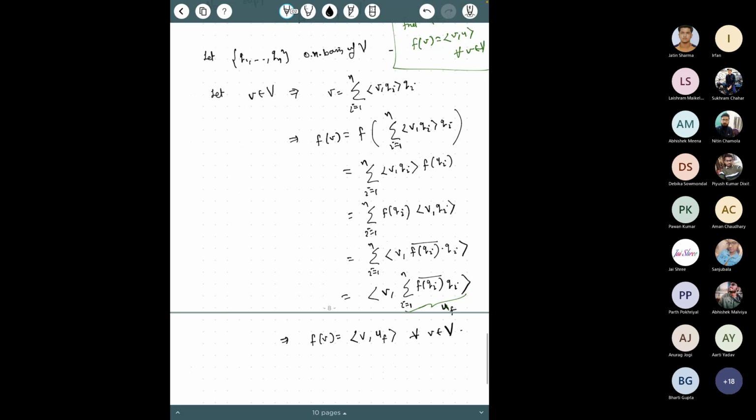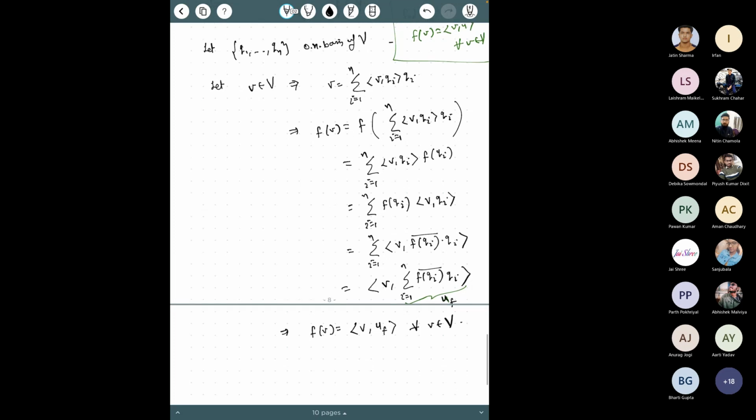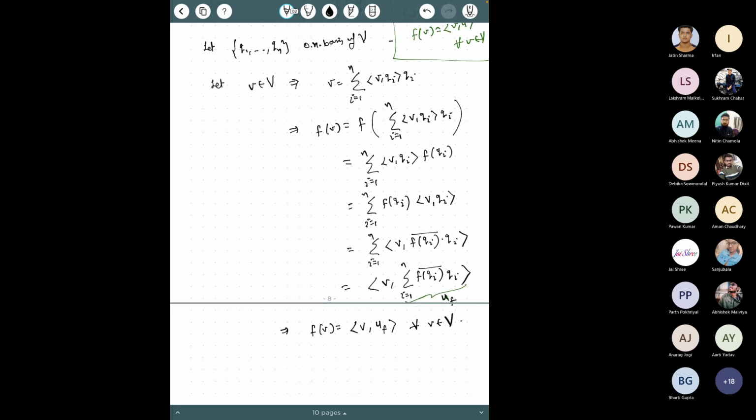Yes, sir, from here we can also say that this u would be unique. Yes, this u would be unique. So I was coming to this. In fact, one can say that you cannot find another such u. Or in other words, this u subscript f, whatever vector we have found here, is a unique vector in V such that f is written in this way. Or what I'm saying is the following, that you can also say something about the uniqueness.